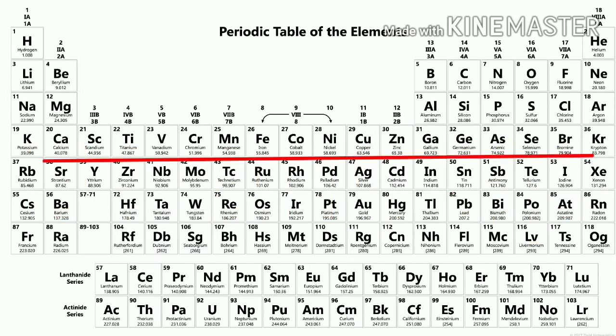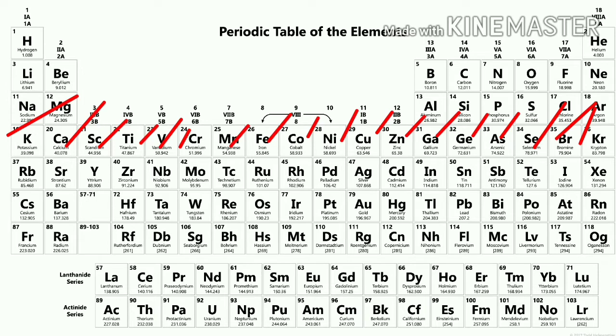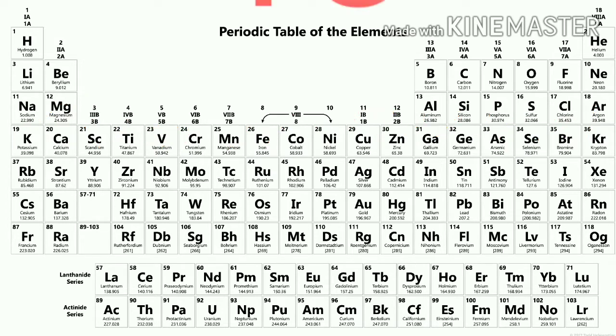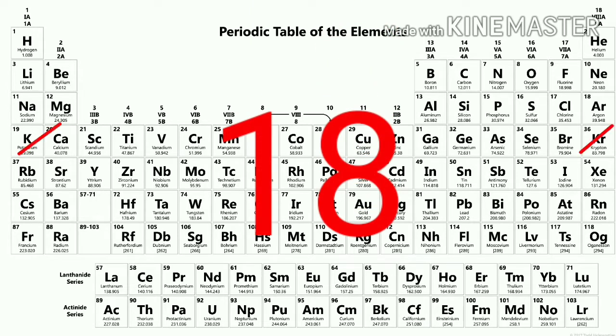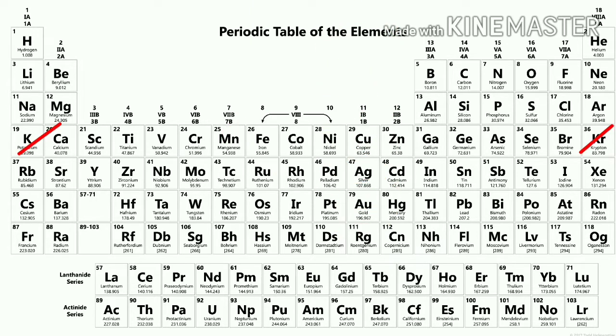Now I will discuss the fourth period. Look at that. In the fourth period, the elements present are potassium, calcium, scandium, titanium, vanadium, chromium, manganese, iron, cobalt, nickel, copper, zinc, gallium, germanium, arsenic, selenium, bromine, krypton. That means this period contains 18 elements from potassium to krypton.